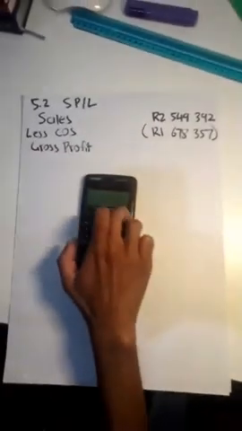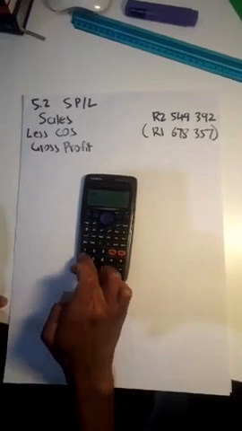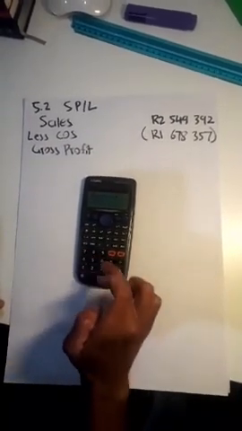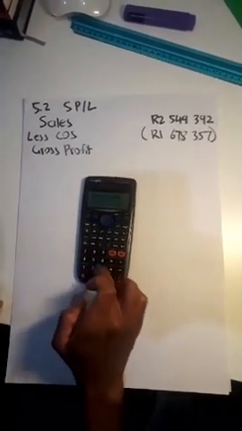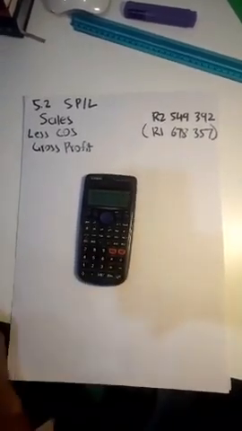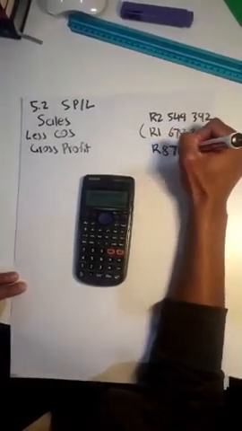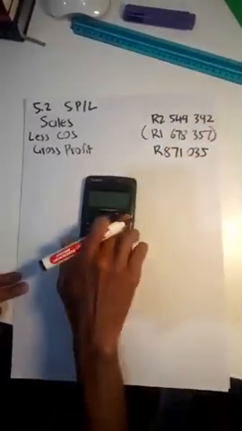Right? Okay, let me press my calculator. So you have 2,549,392 minus 1,678,357. And then I get 871,035. So that's the gross profit, right?